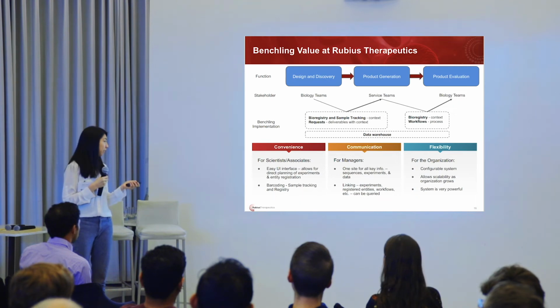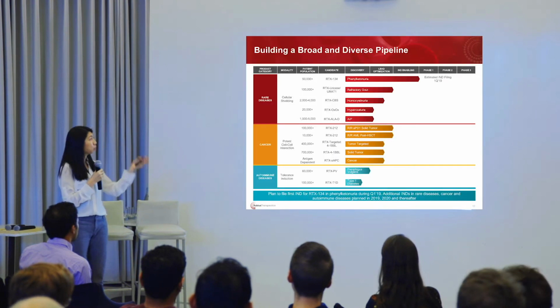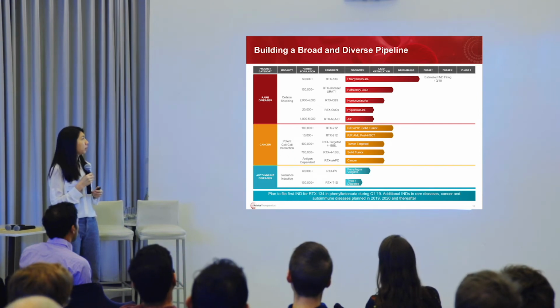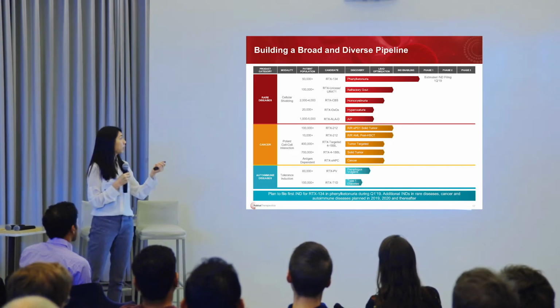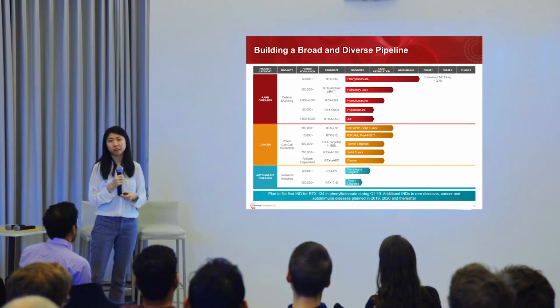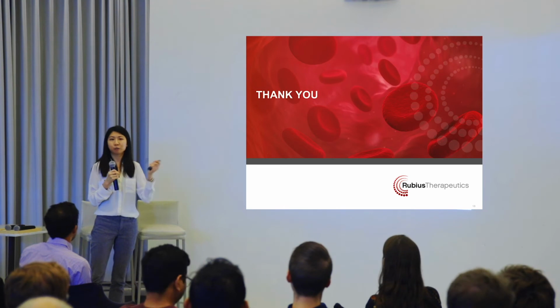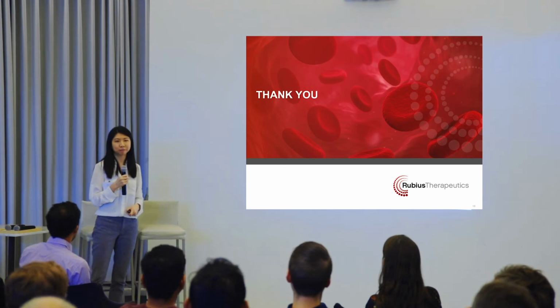So finally, this has been able to broaden our diverse pipeline, and we'll be moving forward with a first candidate in our rare diseases soon, hopefully next year. So I welcome any questions on how Rubius has been able to implement Benchling. Thank you.